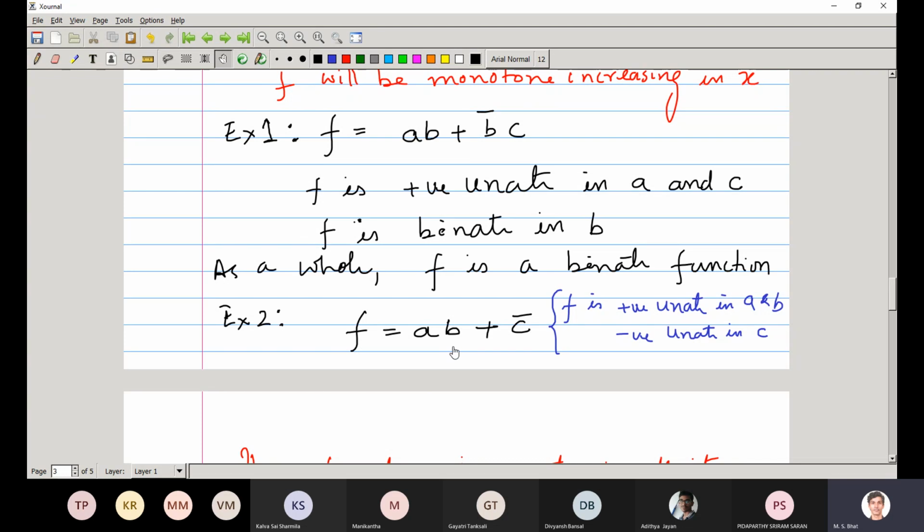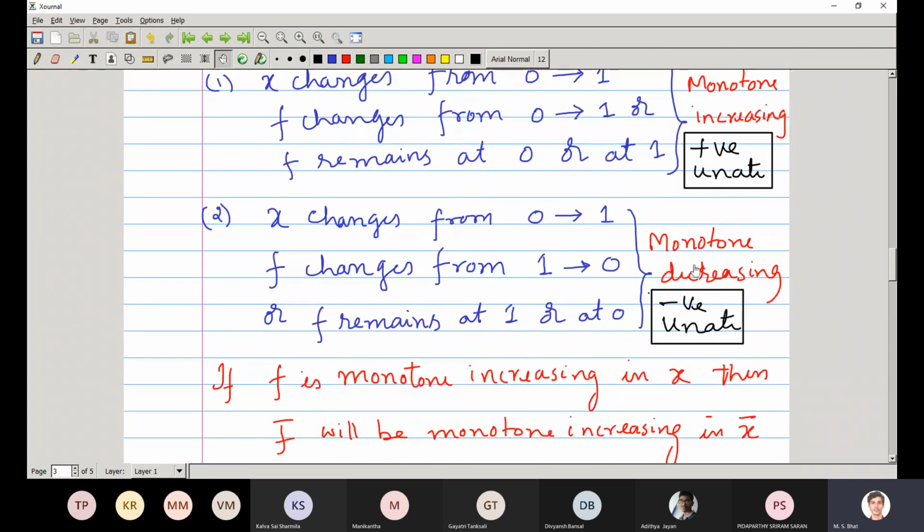On the other hand, if you look at this function, F is positive unate in A and B. That is, monotonically increasing in A and B, whereas it is negative unate, or monotonically decreasing, in C. This is very easy to see. Suppose any one of A and B is 0, then F becomes C bar. When C is 0, F is 1. When C changes from 0 to 1, F changes from 1 to 0. Therefore it is negative unate, or a monotonically decreasing function.